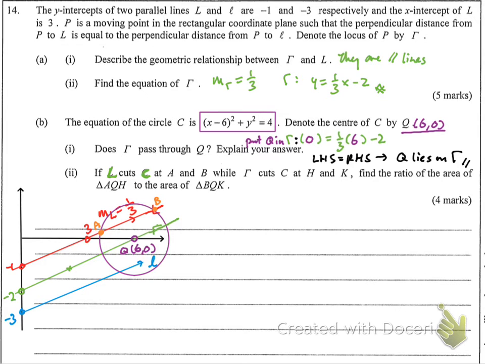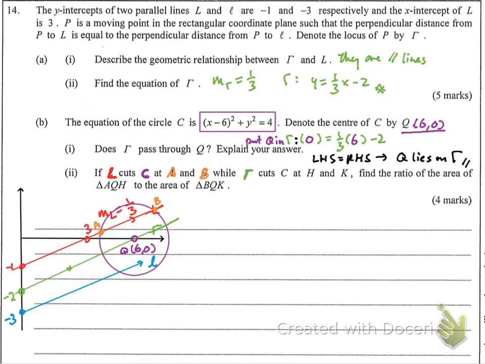So L is the purple line. I'm sorry, I made the wrong color. L is the green line, and C is the purple circle. So these are the 2 points A and B. While gamma is the green line. Oh sorry, L is the red line. I used the wrong color again. L is the red line.